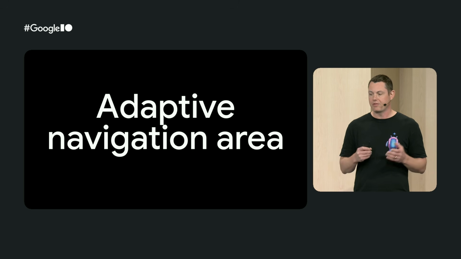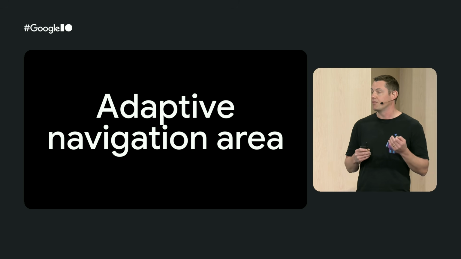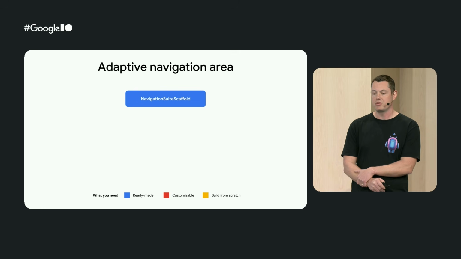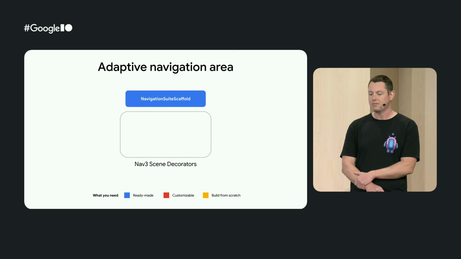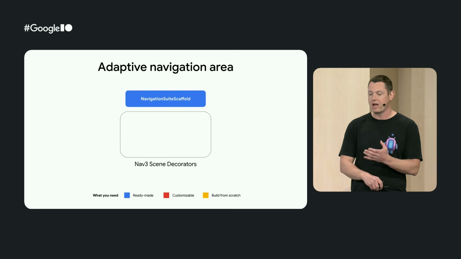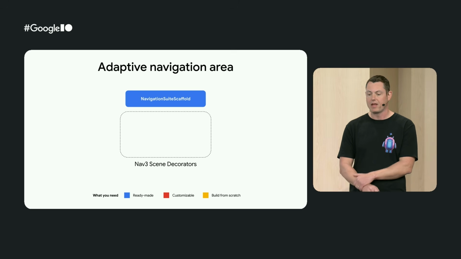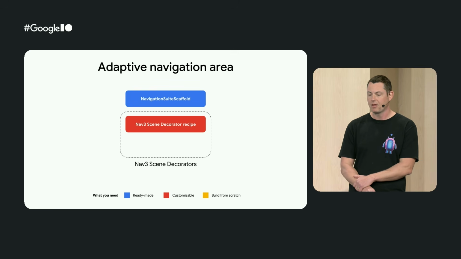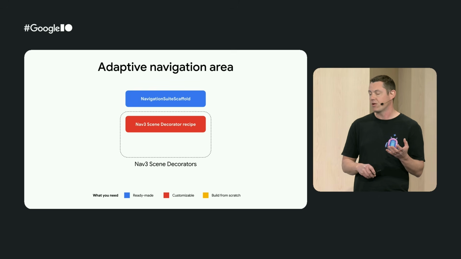So let's talk specifically about the APIs that we have for adaptive navigation areas. So for an out-of-the-box solution, you can use the Material Navigation Suite scaffold. To customize or build app-level layouts from scratch, you can use Nav3's new Scene Decorators feature. And these allow you to wrap your main content with other content like nav rails and bars. So to customize an existing decorator, we have a recipe on the Nav3 recipes repository.